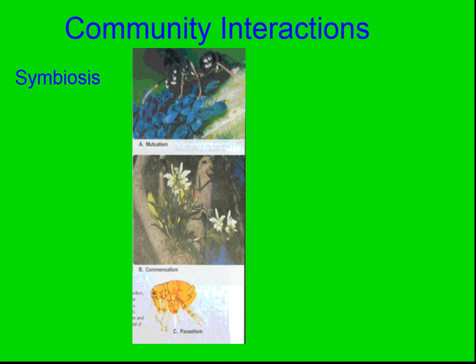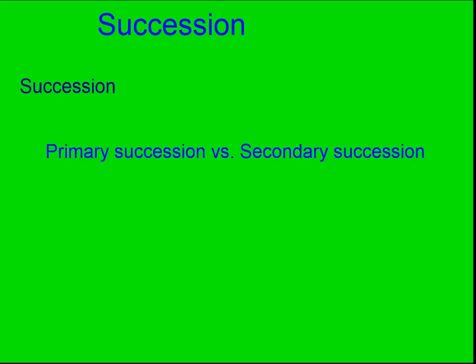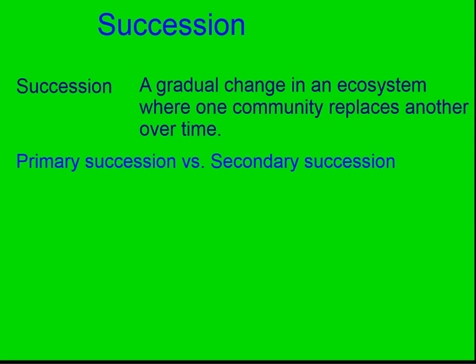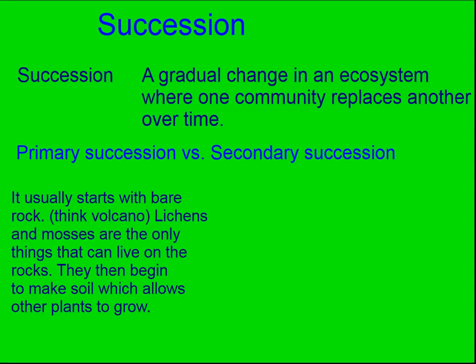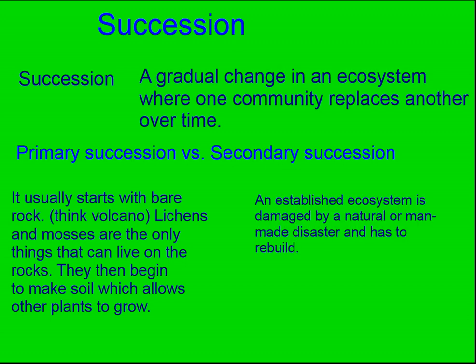All right, succession. Primary succession versus secondary succession. First of all, succession is the gradual change in an ecosystem where one community replaces another over time. Primary succession, you're starting with just bare rock. It's the first succession that happens in an ecosystem. The plants themselves start to create the soil, which allows new types of plants to take their place. Secondary succession is when you have an established ecosystem that is then damaged by a natural or man-made disaster and has to be rebuilt.